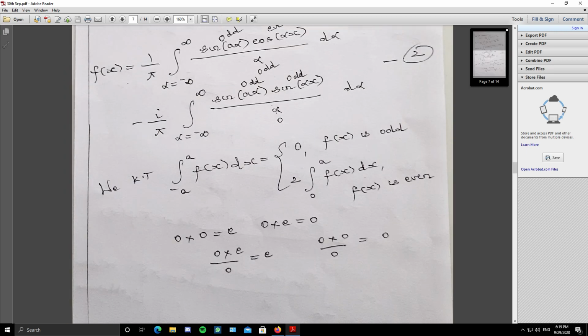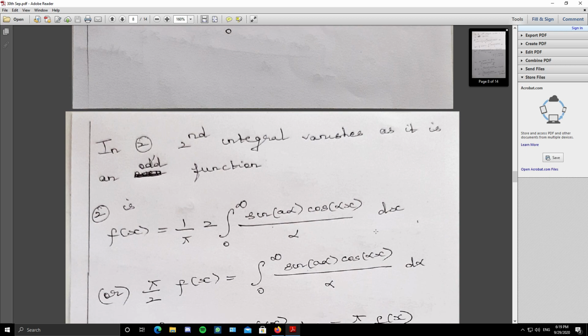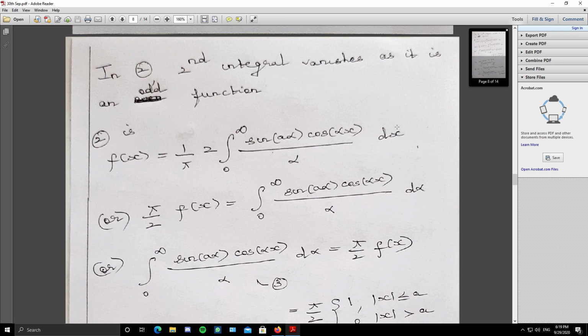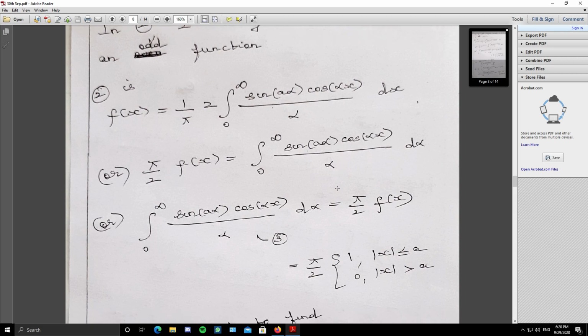So f of x equals 1 by pi, 2 times integral alpha equals 0 to infinity sin a alpha cos alpha x by alpha d alpha. That is what is written here. This is d alpha; I have written dx by mistake. It is d alpha only. In the next step, I have cross multiplied, so pi by 2 f of x equals integral 0 to infinity sin a alpha cos alpha x by alpha d alpha, and it is rewritten the other way: integral 0 to infinity sin a alpha cos alpha x by alpha d alpha equals pi by 2 f of x.